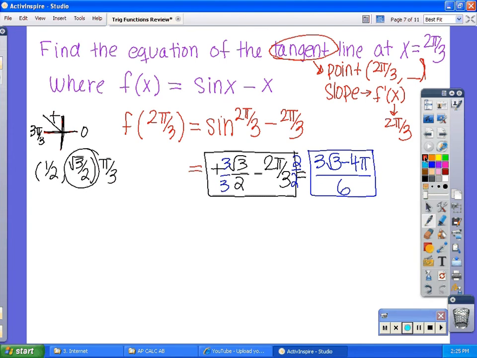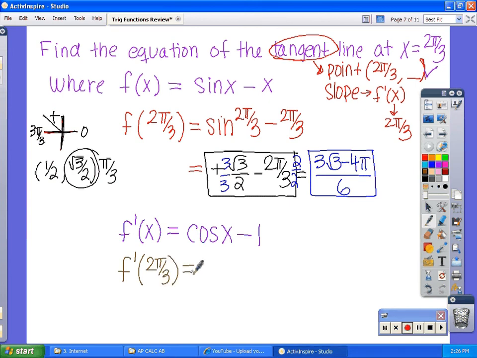Now, next thing, we've gotten our point. We just found that. Now we need our slope. We find our slope by taking the derivative of our function. The derivative of sine is positive cosine. The derivative of x is 1. We need to find this at the point x equal to 2 pi over 3. So I'm evaluating the derivative at 2 pi over 3, which we just evaluated the function at 2 pi over 3. Okay? Just making sure you notice we did it for the function and for the derivative.